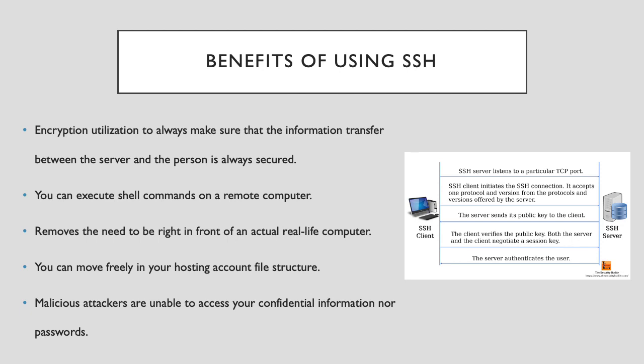To your right, you can see a picture of kind of like a diagram. This is kind of an example of a process that SSH does. First, the SSH server listens to a particular TCP port. Then the SSH client initiates the SSH connection. It accepts one protocol and version from the protocols and versions offered by the server. The server sends its public key to the client. The client then verifies the public key, and then both the server and the client negotiate a session key. The server then authenticates the user.